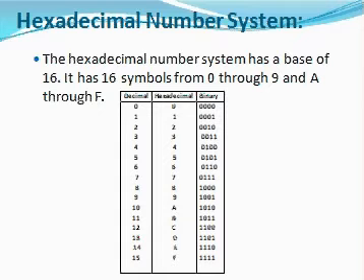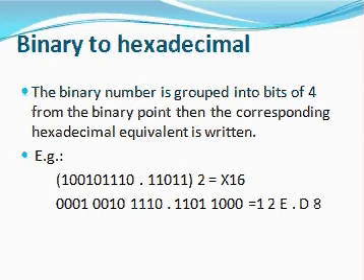And the next one is how to convert binary to hexadecimal. The given binary number is grouped into 4 from the LSB. So this is the first 4 bits, and its equivalent is E here, and the next 4 bits are grouped and its equivalent is 2. Like that, any binary number can be converted into hexadecimal form by grouping it into 4 bits.